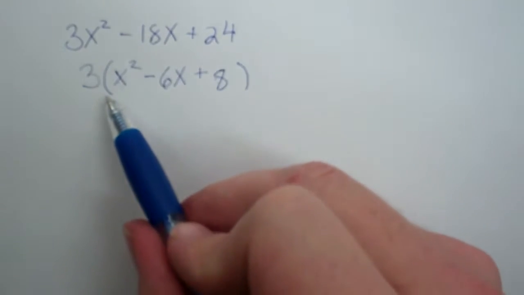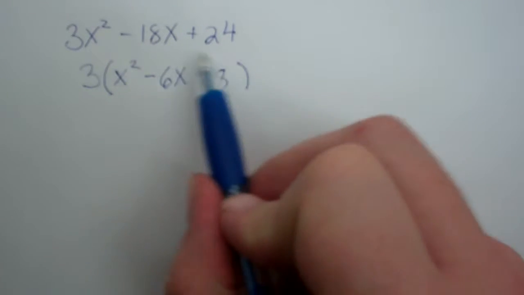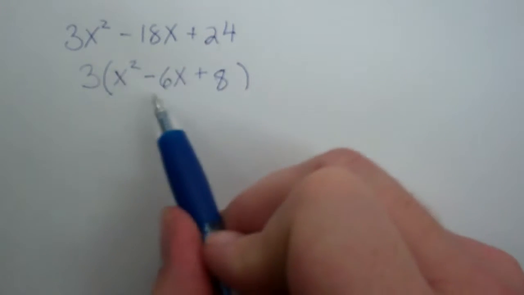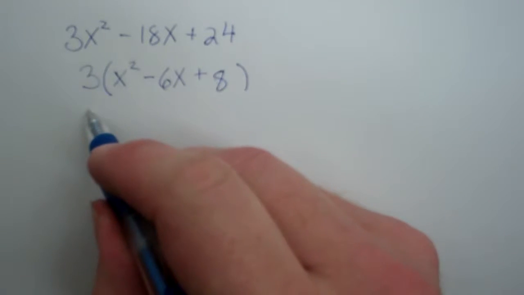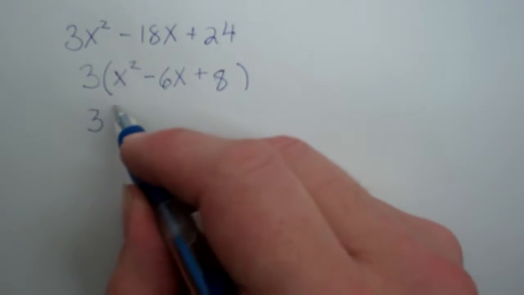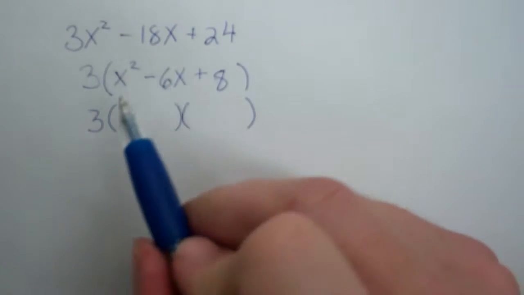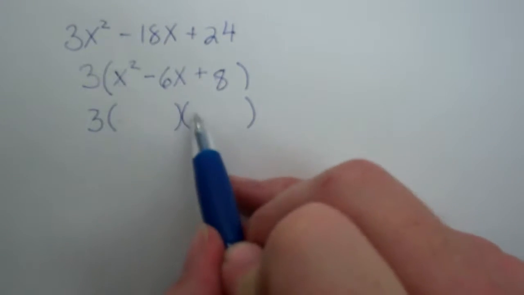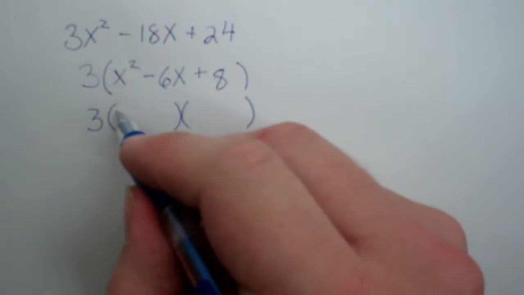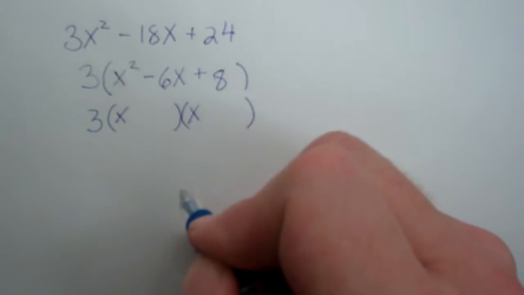Good. But now we have to factor this trinomial into two binomials. So we bring down the greatest common factor, and we begin writing the two binomials. What should go here and here so that when we multiply, we get an x squared? That has to be an x and an x.